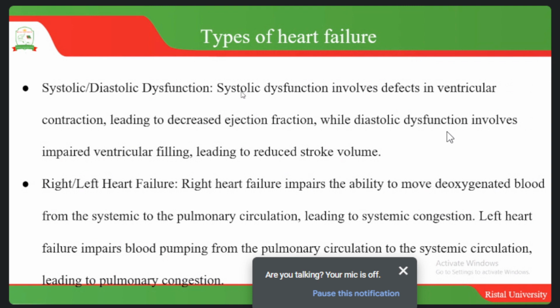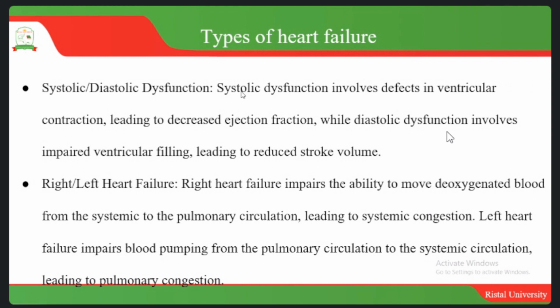Systolic dysfunction involves defects in the ventricular contractions. So systolic or diastolic dysfunction occurs due to defects that involve ventricular contraction. If the ventricles do not contract, it leads to decreased ejection fraction. Ejection fraction is releasing, pumping out, whether oxygenated or deoxygenated blood. So long as it is ejecting, that means releasing blood out of the ventricles or the chambers. While diastolic dysfunction involves impaired ventricular filling.